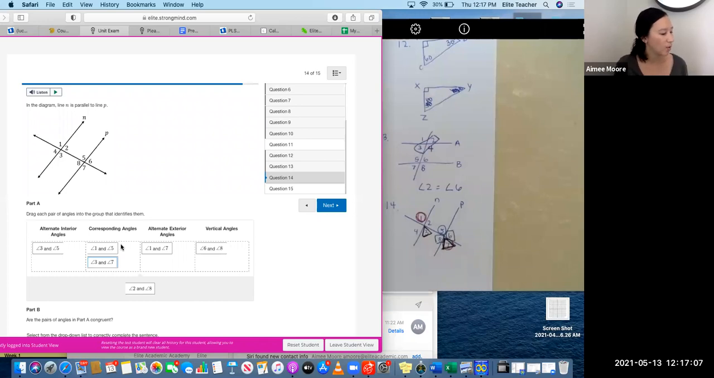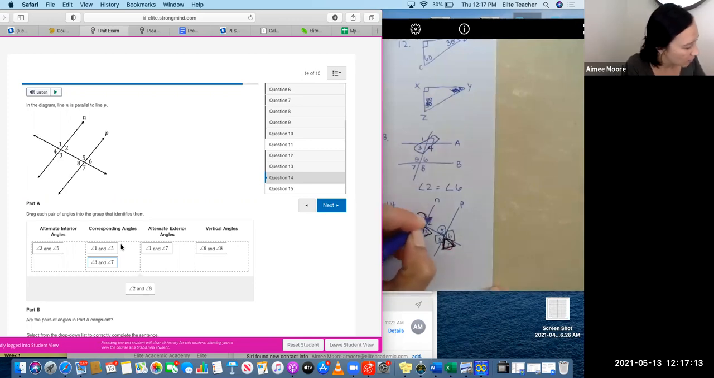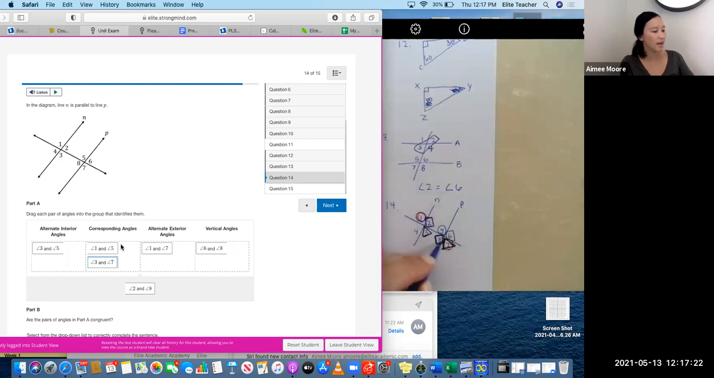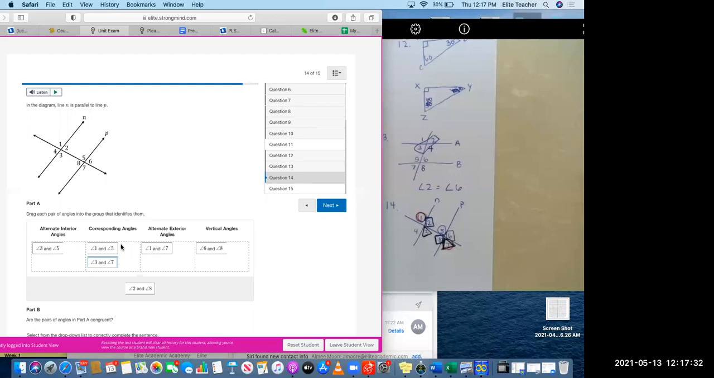And then angle 2 and angle 8. I'll box them. We have this angle 2 and this angle 8. They are both inside our two parallel lines. So those are which one? Alternate interior. Very good.